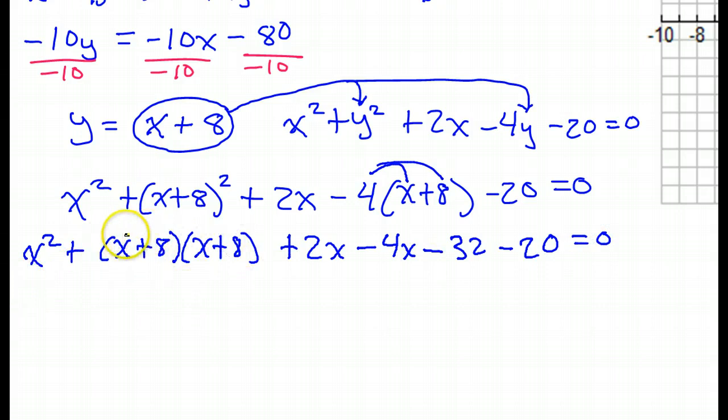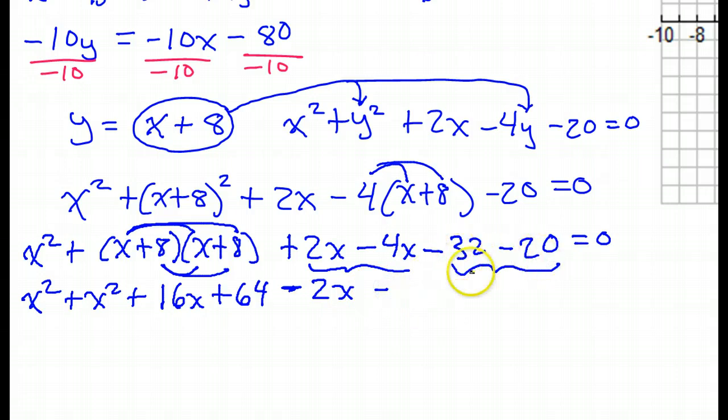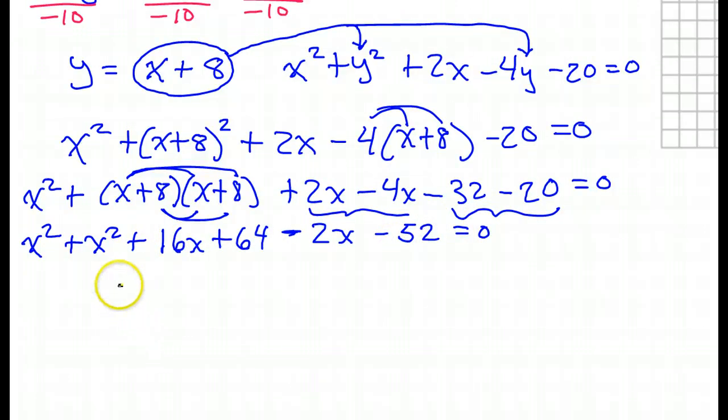So we have to double distribute up in here. Okay, so I'm going to get x squared. Okay, and then plus x squared, and then 8x and another 8x, that's 16x. 8 times 8 is 64. Okay, let me go ahead and put these together though. So putting these two together, I'm going to have minus 2x. Alright, putting these two together, I'm going to have minus 52 equals 0. Alright, now I'll clean it up the rest of the way.